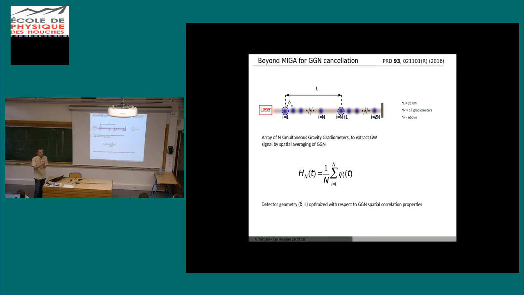You can do even more, because Newtonian noise you can consider as coming from mass fluctuations, movement of masses, and the fact that mass has to be conserved means that at a certain distance you have correlation, and at a later distance you have anti-correlations. So you can choose a really good spacing in such a way that two successive gradiometers are anti-correlated for the Newtonian noise effect, and so you gain even faster than square root of n.